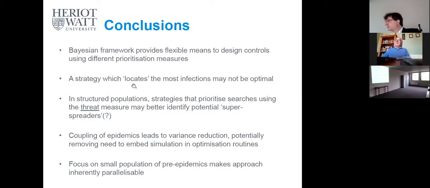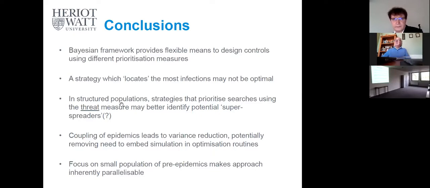It's interesting that one message that the plant scientists were quite surprised about from this was that a strategy which finds the most infections may not be optimal. So really what you want to do is find those infections which are going to be most strongly implicated in the future dynamic of the epidemic. And that may mean that ultimately you have more negative tests, but for those tests that are positive, the subsequent removal has a much bigger impact.